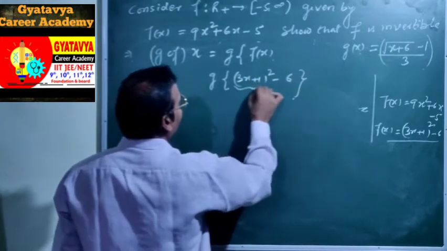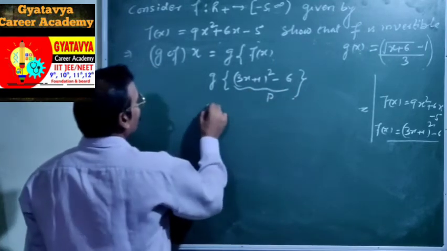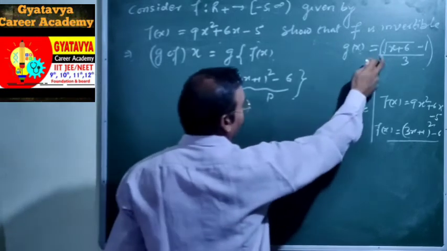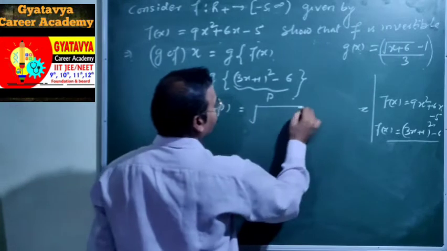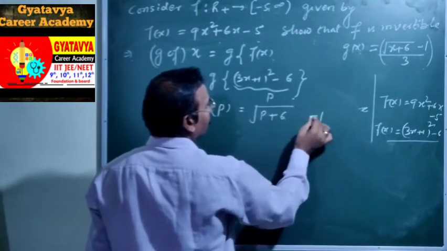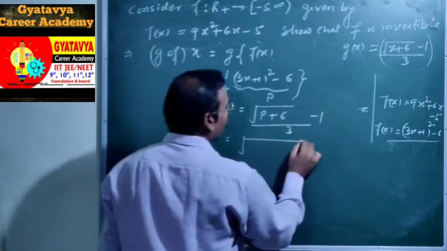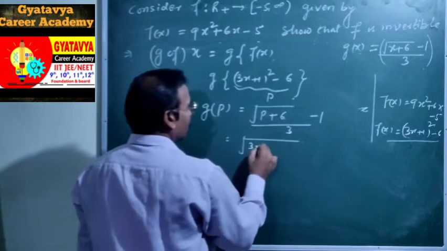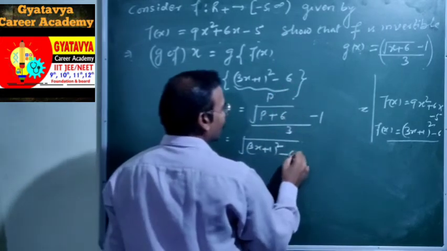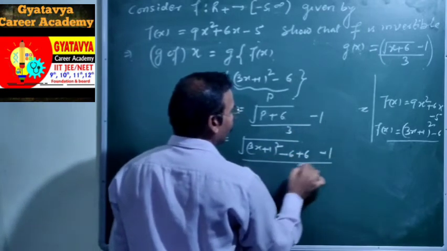Now take this whole function as p, so you get g(p). What will be g(p) from g(x)? Root of (p plus 6) minus 1, whole divided by 3. Now put the value of p: root of (3x plus 1) whole square minus 6, here plus 6, minus 1, whole divided by 3.